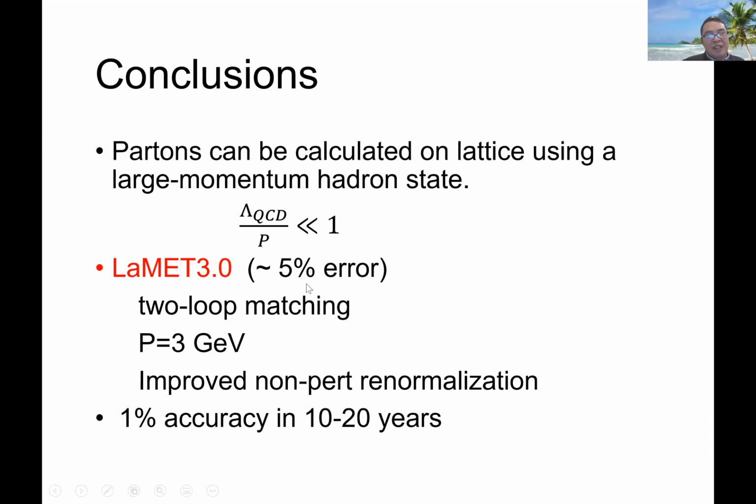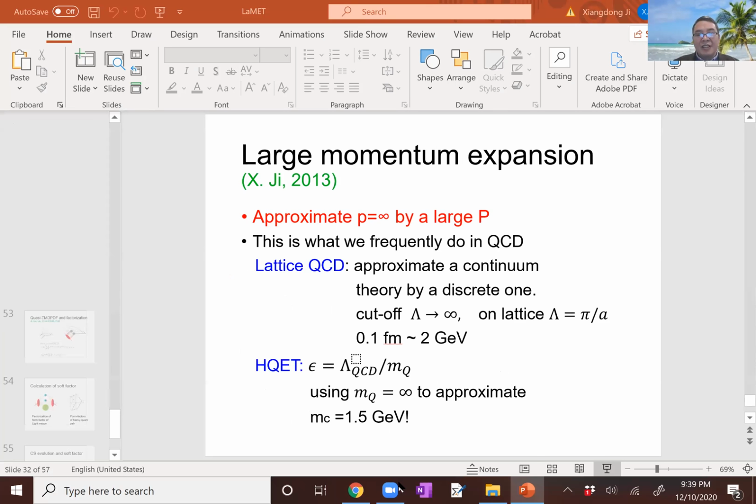In the next few years, we want to reach 5% precision with two-loop matching, with momentum going as large as 3 GeV, with improved non-perturbative renormalizations. And in the long run, 10 to 20 years, one day maybe we can claim 1% accuracy for the parton distributions. That's the picture I was showing you in the beginning of my talk, and I think with enough computational power, we can probably get even better accuracy than shown in these curves. So thank you very much for listening, and this is the end of my talk.